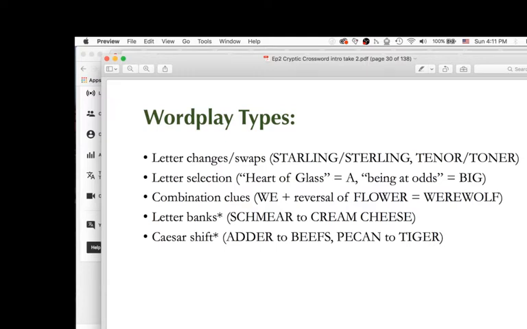Caesar shift. A friend of mine who online goes by Gemini6Ice likes to post occasional cryptic clues on his Twitter feed, and he will often try to find unusual wordplay methods. So one of the ones that he sometimes uses is a Caesar shift. Some examples of that: if you take the word adder and shift each letter forward by one, you get beefs. If you have the word pecan and you shift each letter, in this case, I believe it's four positions forward in the alphabet, you get the word tiger.